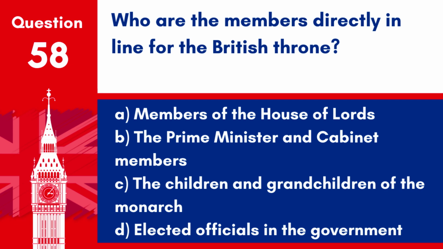A. Members of the House of Lords. B. The Prime Minister and Cabinet members. C. The children and grandchildren of the monarch. D. Elected officials in the government.